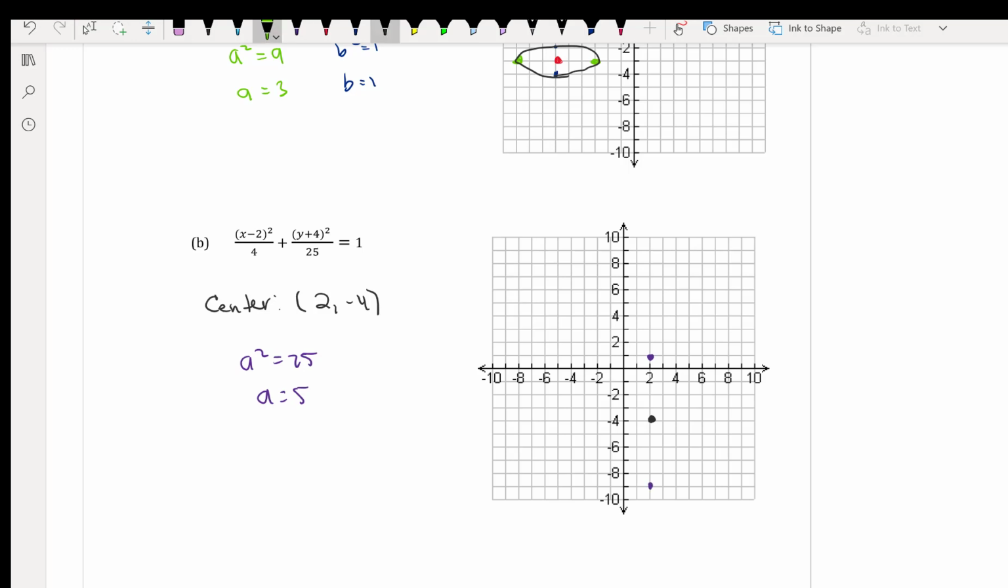Now, I'm also going to have my b squared value, which is 4. So the square root of that is 2. So along the x-axis from the center, I'm going to go 2 to the right and 2 to the left. And now I have the general shape of my ellipse. So that is what my ellipse looks like, according to this.